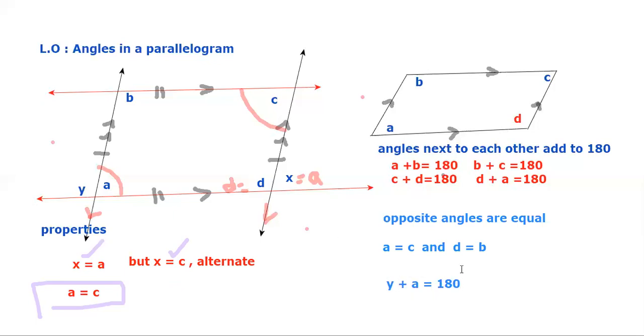They are a linear pair, and D plus X is equal to 180. D plus X equals 180.